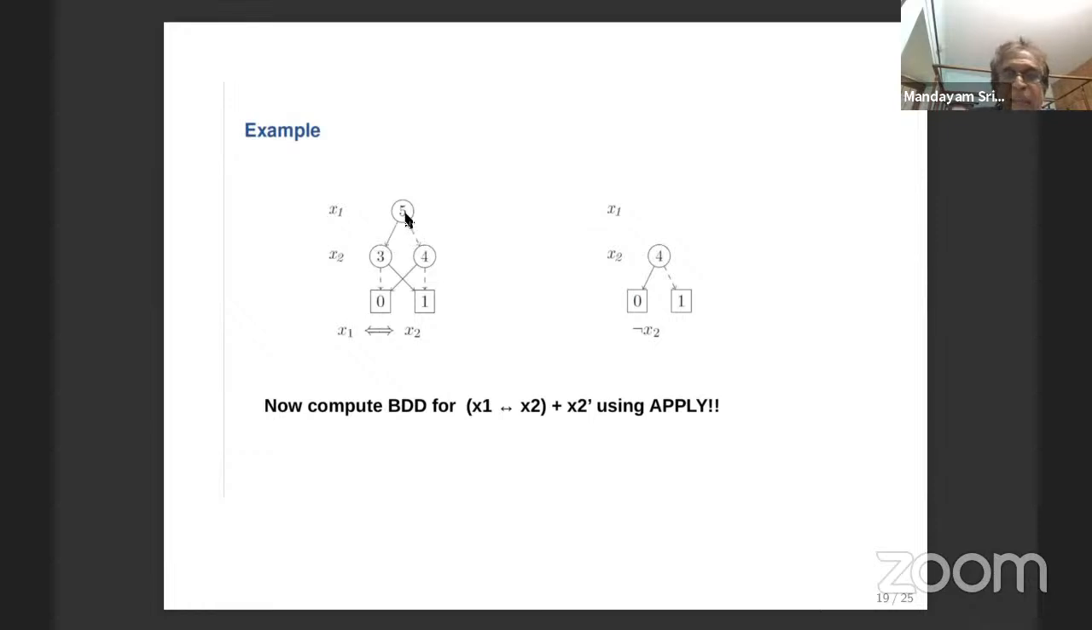What is stored inside are the unique IDs of the nodes. The variable numbers are 1, 2, and of course 3 for the other one. So these two are BDDs over two variables, x1 and x2. So what is the result of doing this?